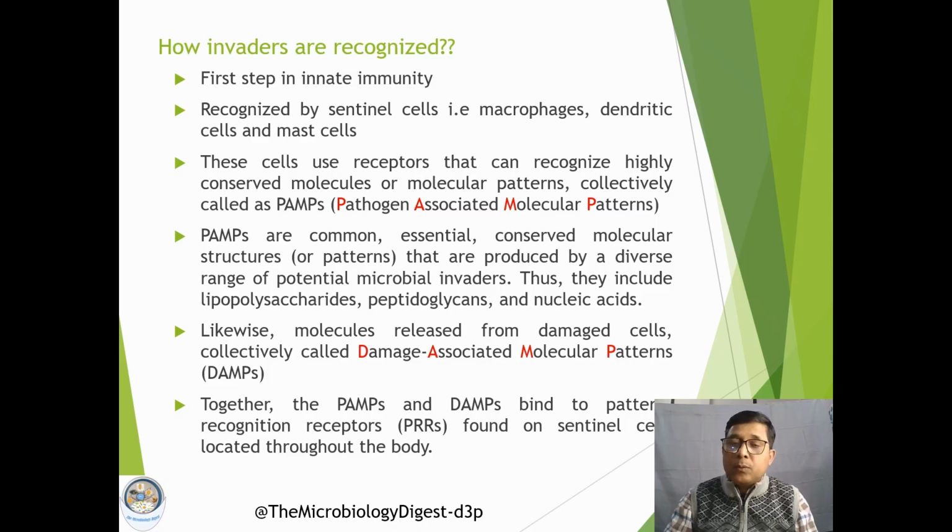Okay, so both these PAMPs and DAMPs have their receptors. They get attached to, or are recognized by, the receptors which are present in the sentinel cells. These receptors are called pattern recognition receptors, or in short PRRs. Through these PRRs, PAMPs and DAMPs can be recognized, and in turn our body can identify the potential invaders which are coming to our body.